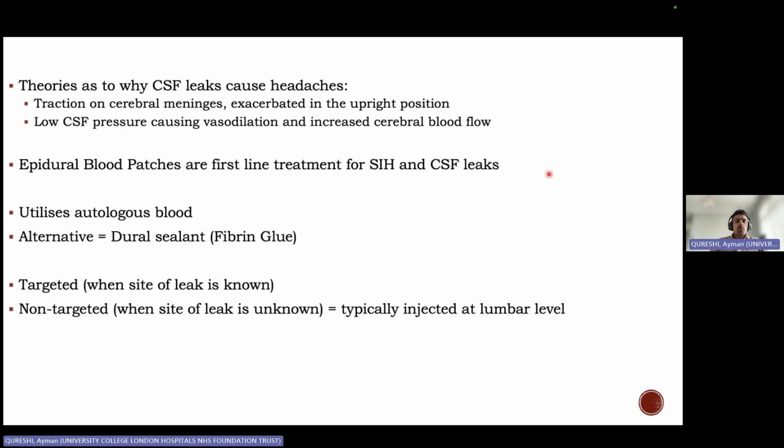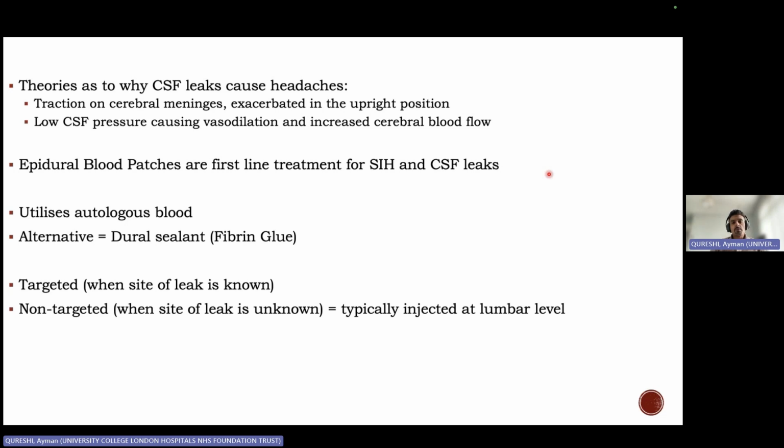So what are the theories as to why CSF leaks cause headaches? We don't really know, but we suspect that one of the features is a traction on the cerebral meninges. So as a patient gets up, the pressure of the fluid is low, so things within the brain begin to sag and pull down. And as that stretches the meninges, that causes pain when the patient's in the upright position.